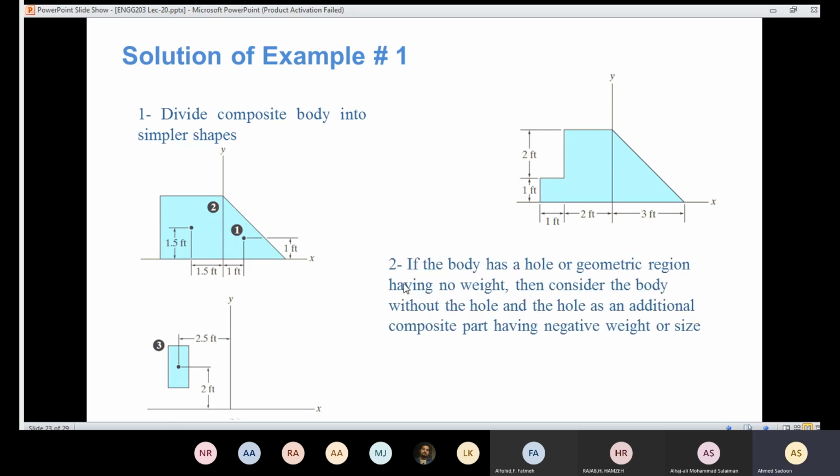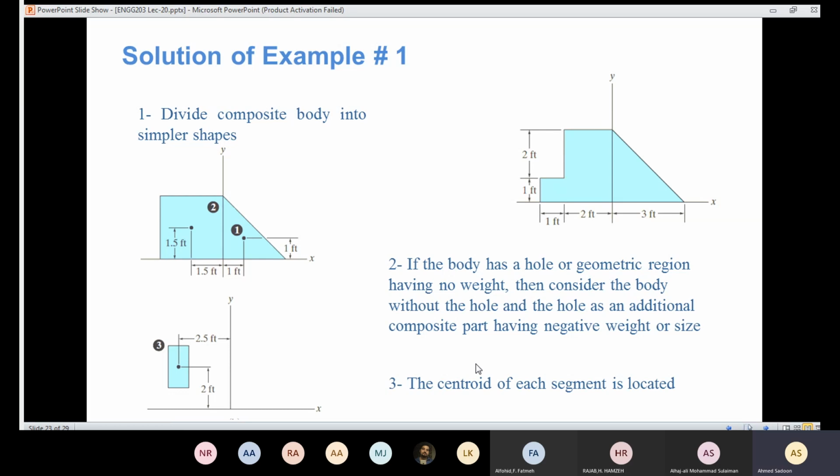Again, here we're talking about if the body has a hole or geometric region having no weight. Then we are going to consider the body without the hole, like here. Here we consider the body without the hole, so we ignore the hole. Then the hole, we put as an additional composite body here, and it's going to have negative weight or size. Here, since we are going to get the area centroid, the area here is going to be negative.